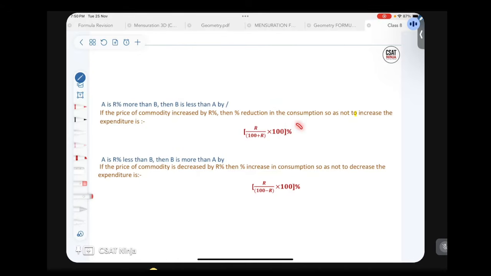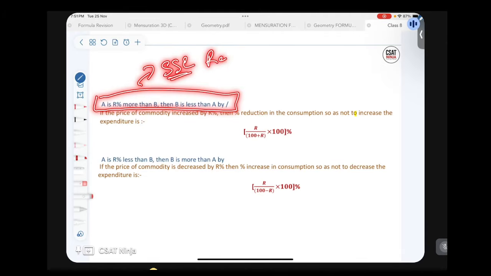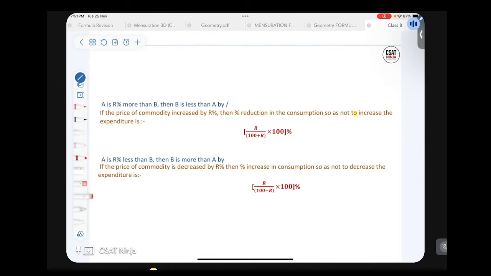But in this formula, we have two things. Number one, the question may be asked this way: A is R% more than P, then P is less than A by what percent? That means I'm comparing this one with this one. You can ask that approach. But we see this one most of the time only in SSC or railway kind of exams. So we see this approach in central exams only most of the time.